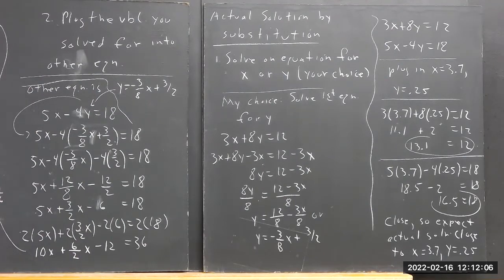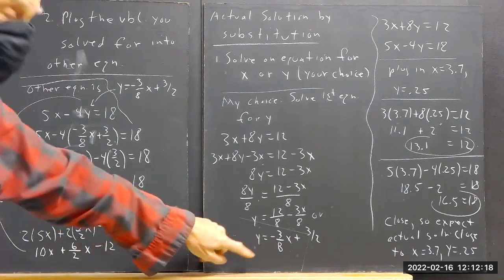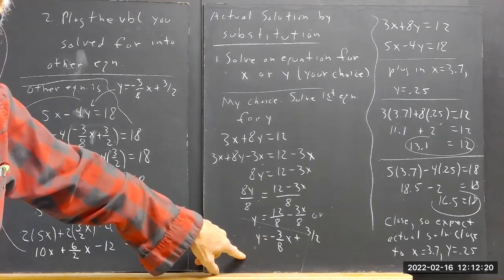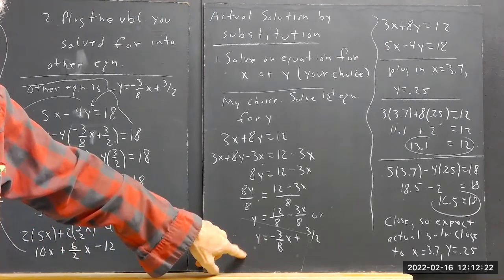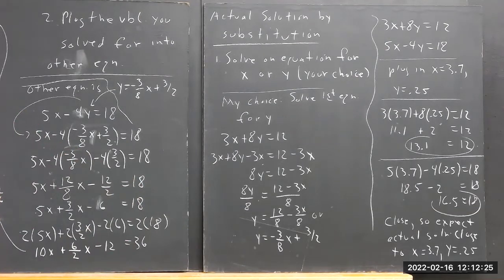And the arithmetic is not terribly bad, but got some fractions to deal with. So that's a second step. Then the third step is you just plug that value back into whatever equation you used here, and you get your y value. And we find here that x is 48/13, and y is 3/26.